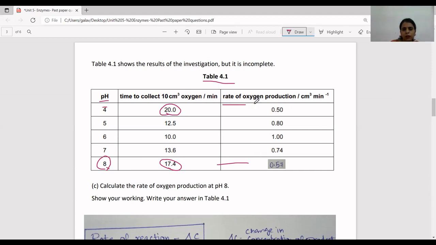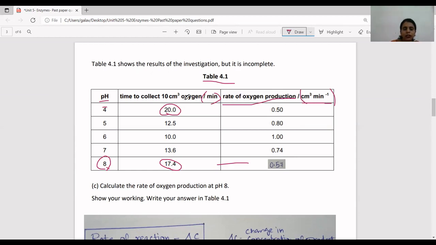Now in the third column, rate of oxygen production is given, and the unit of rate of oxygen production is cm³ per minute. In one of the videos I've taught you the rules to draw a table. Remember that whenever we draw a table, the unit of any quantity is always written in the heading cell. You can never write a unit along the body of the column.